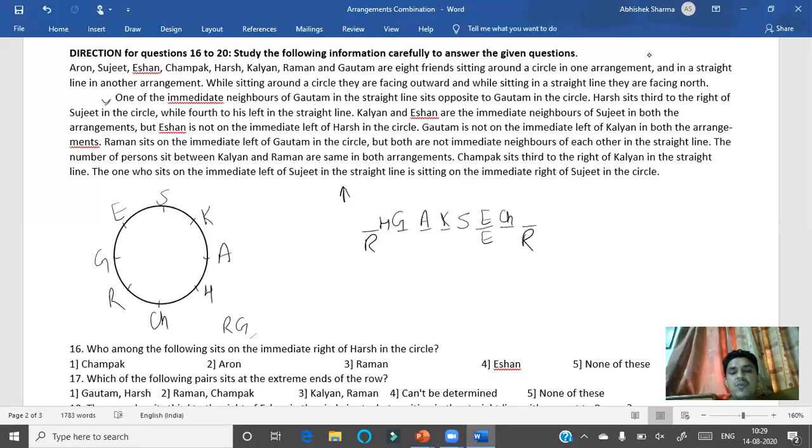right? So friends, in all the arrangements, we are getting this arrangement, and the position of R is not fixed, right? R can be before H and R can be after Champak. So friends, this is the arrangement.